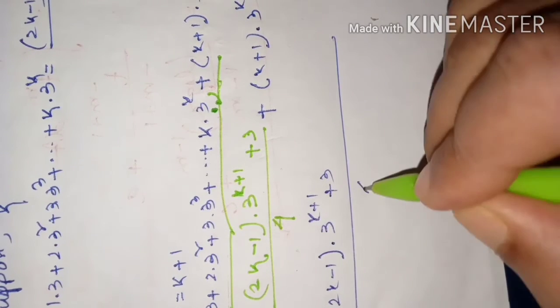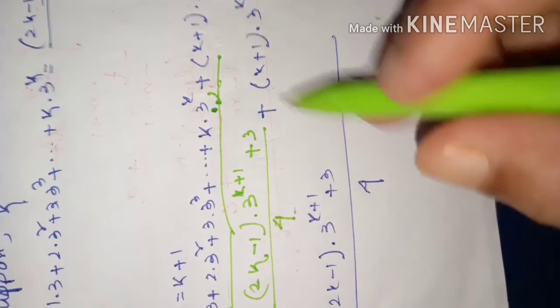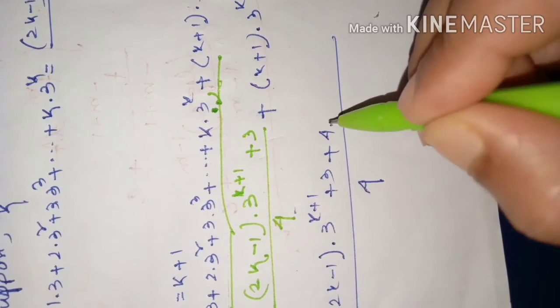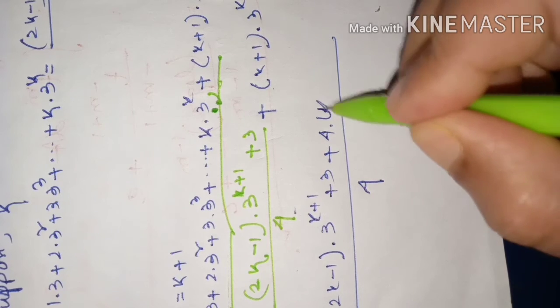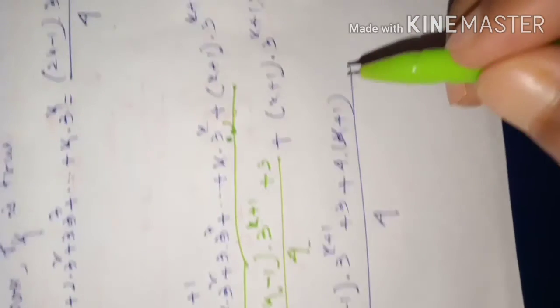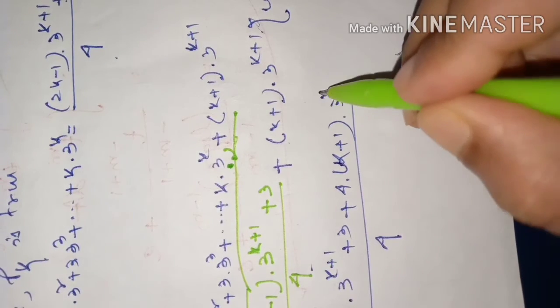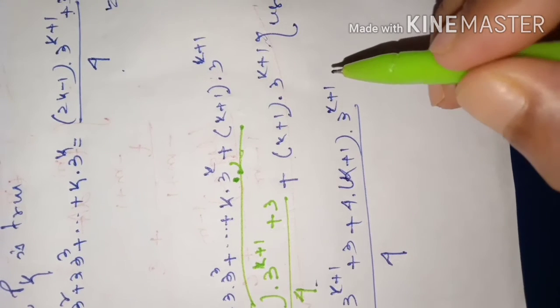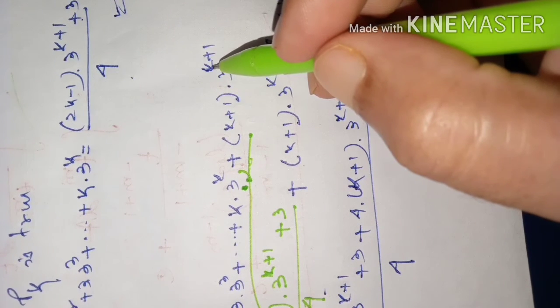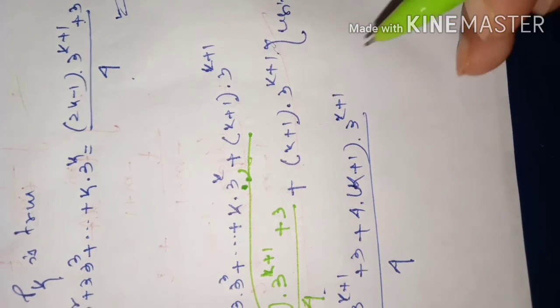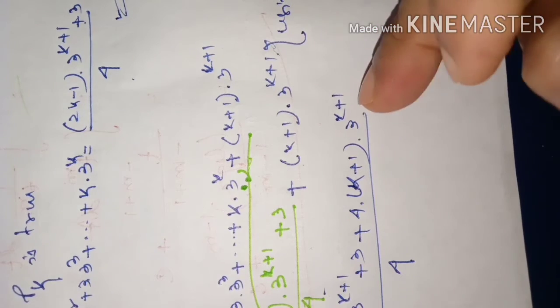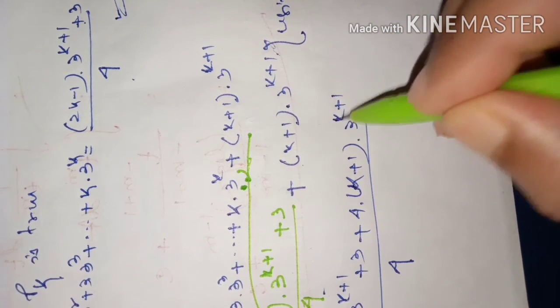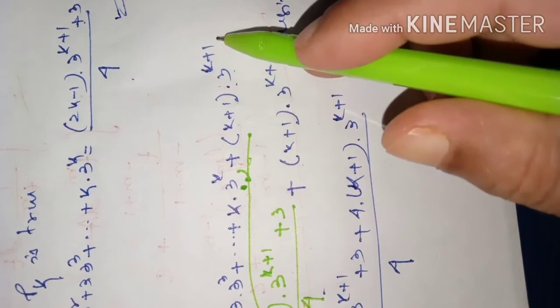LCM is 4 here. Then 4 into this one, 4 into k plus 1, k plus 1 into 3 to the power of k plus 1. Or here it will actually be k plus 1. Okay, k plus 1, correct, because the last term is k plus 1 into 3 to the power k plus 1.